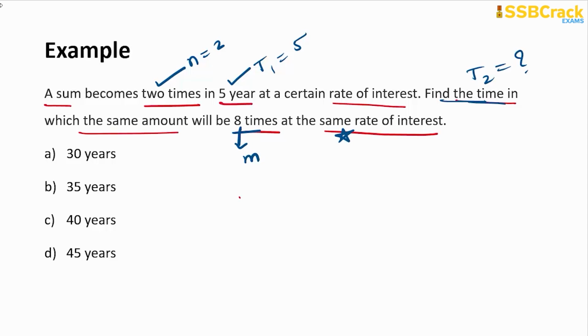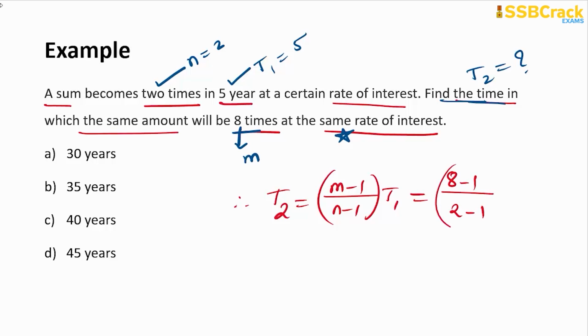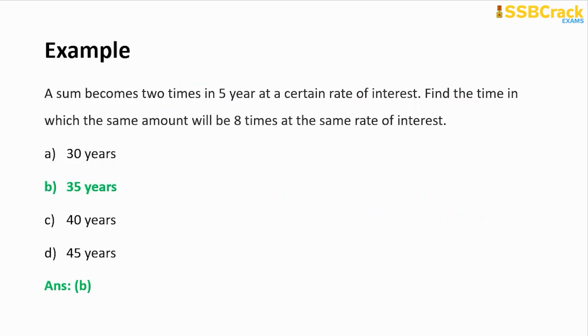So what's the formula? Let's recall, the formula for T2 was (m minus 1) upon (n minus 1) into T1. Can you remember? Similarly, when it is T2, in the numerator m is coming, because for T2 the money was becoming m times. And for T1 the numerator will be n minus 1. So simply you can remember this formula. It's very easy and convenient to apply to get the answer in less time for such problems. So this is equal to (8 minus 1) upon (2 minus 1) multiplied by T1, that is 5. So we have 7 into 5, which is equal to 35 years. Hence the right key has to be option B only.